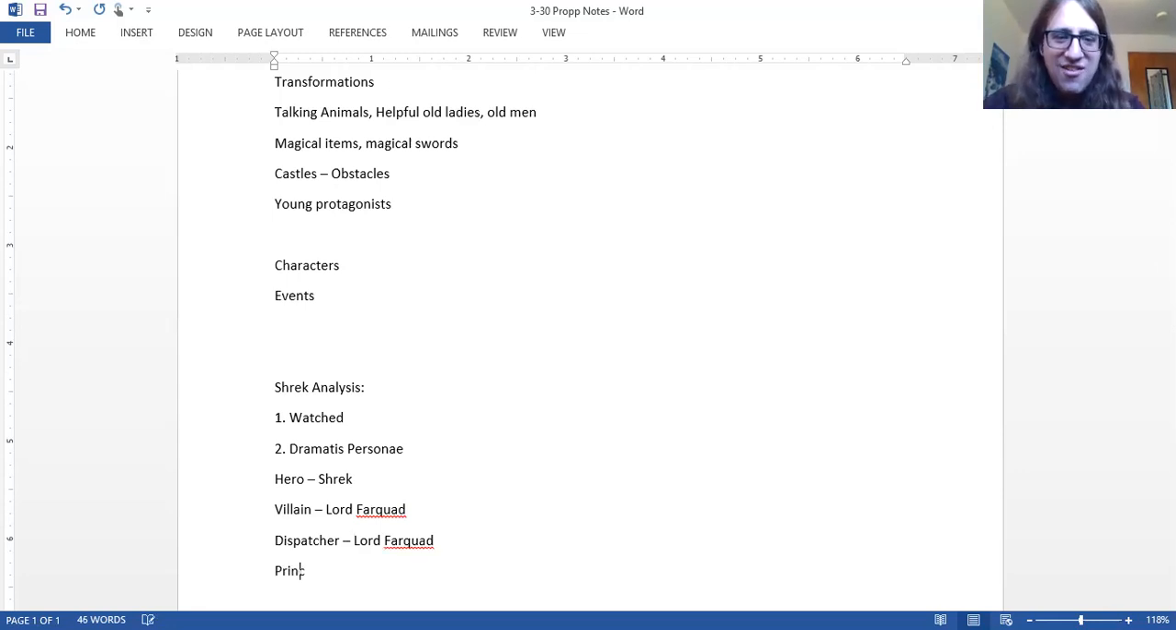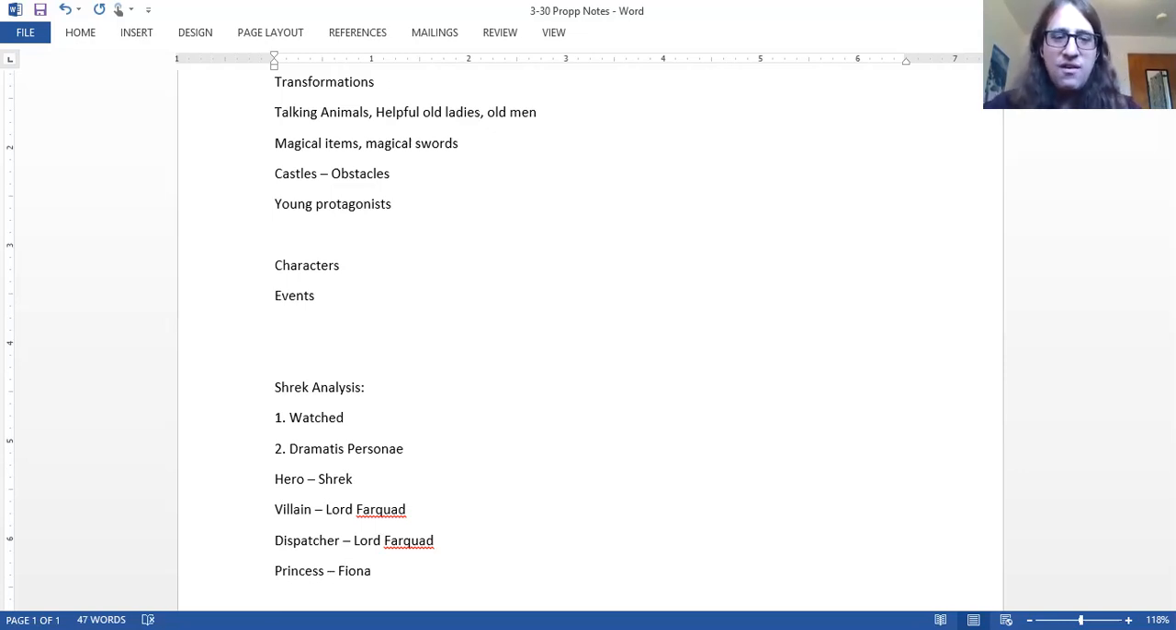We have a princess. This one's very clear. It's Princess Fiona. She really fits that role very well. You know, don't get me wrong, she's her own character here, but in terms of the function of the story, she ends up being part of Shrek's happily ever after. So she fits that princess role perfectly.